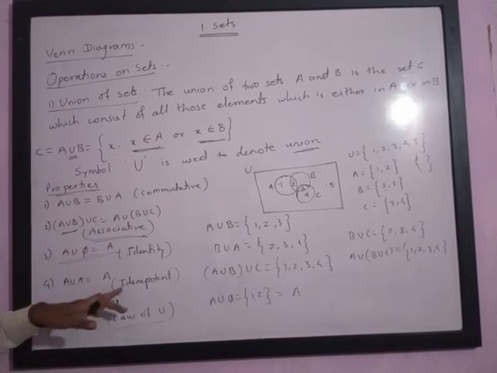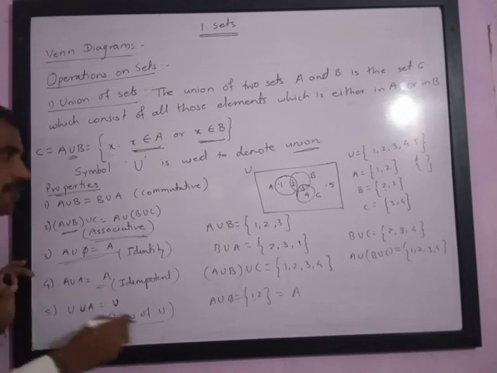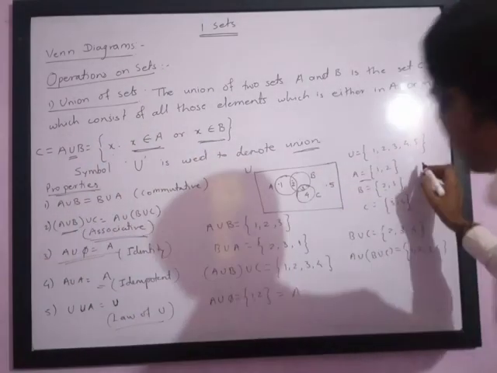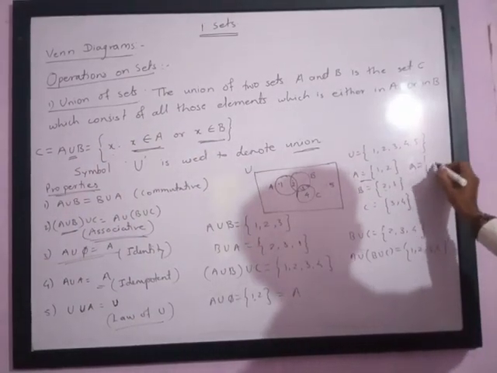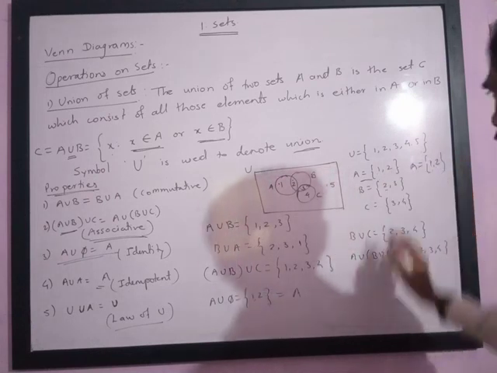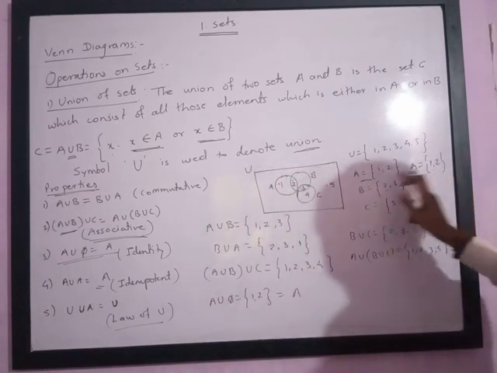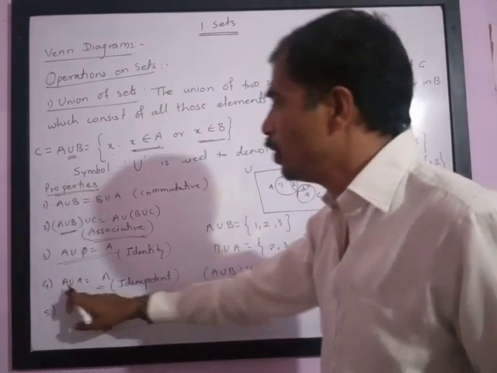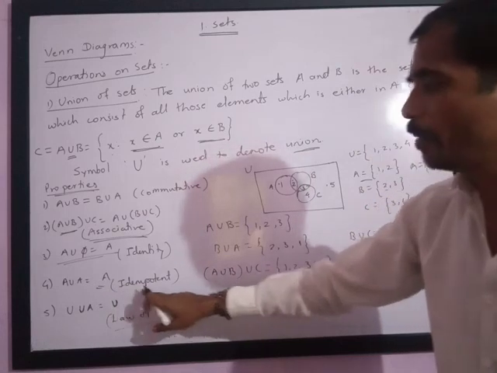A union A, the idempotent law, is equal to A itself. So if you take A and union with A only. If there is another set A, {1, 2}, and A union A will be equal to the set of, if we don't repeat the element, 1 and 2 only. It means A union A is equal to A. This law is called idempotent law.